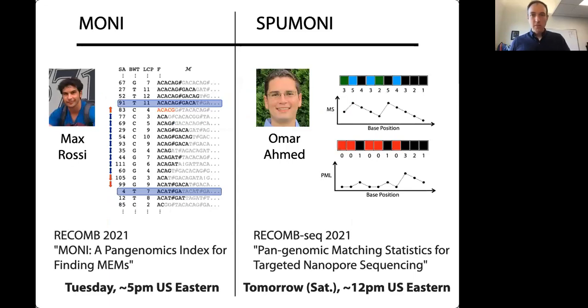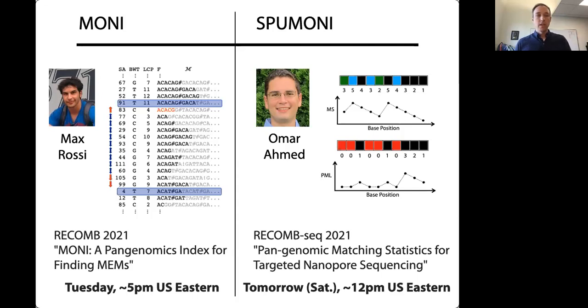There's actually a couple of examples later in the conference of approaches, both of which are built on this R-index infrastructure, the infrastructure I was just describing, where we build indexes that grow proportionally to the number of runs in the BWT. One of them is discussed by my student Omar tomorrow at RECOMB-Seq, so check that out. And the other one is discussed by Max Rossi on Tuesday in the main RECOMB conference, so please check that out too.